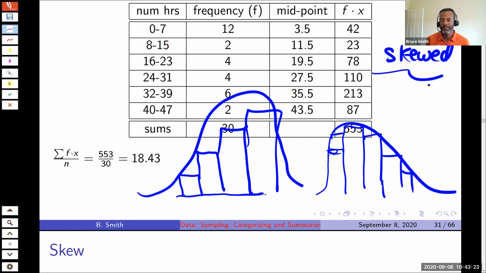Here's the only thing that's slightly confusing. I'll ask you to type this into the chat box. This one is skewed. Is it skewed left or skewed right? Type an answer. Either type the word left or type the word right.